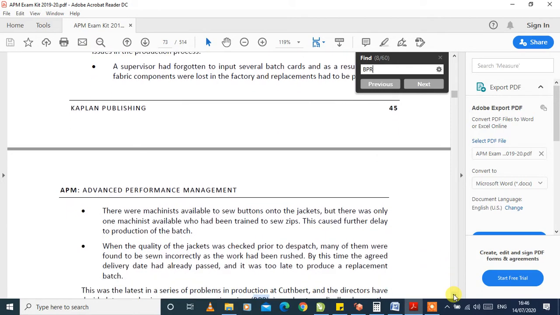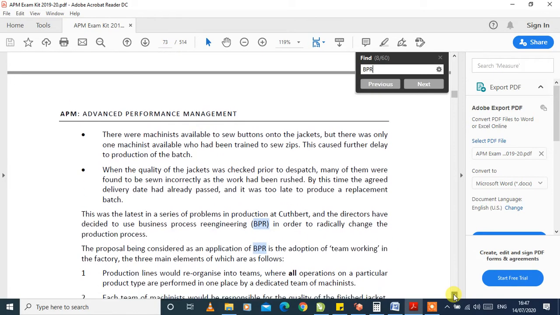There were machinists available to sew buttons onto the jackets, but there was only one machinist available who had been trained to sew zips. This caused further delay to production of the batch. When the quality of the jackets was checked prior to dispatch, many of them were found to be sewn incorrectly as the work had been rushed. By this time, the agreed delivery date had already passed and it was too late to produce a replacement batch. This was the latest in a series of problems in production at Cuthbert, and the directors have decided to use business process re-engineering in order to radically change the production process.